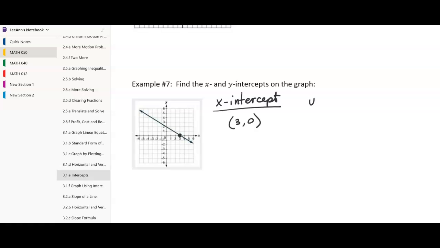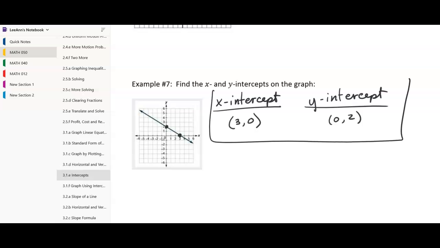Okay, the y-intercept. See if we can find that one. Right there. So it's going to be the point 0, 2. And then that's our answer.